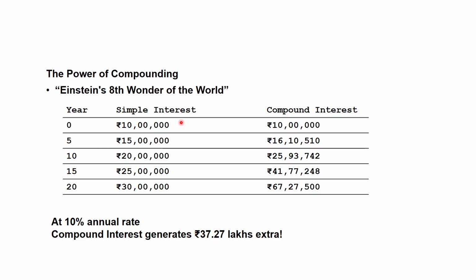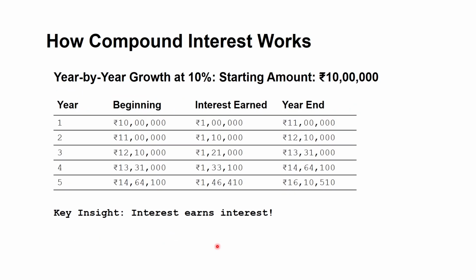So, with simple interest, you earn 1 lakh each year, totaling 30 lakhs after 20 years. But with compound interest, your earnings accelerate each year because you earn return on both your original investment and previous earnings. After 20 years, you have 67.27 lakhs. That's 37.27 lakhs more than the simple interest. So, you can clearly see the power of compounding here with this example, right.